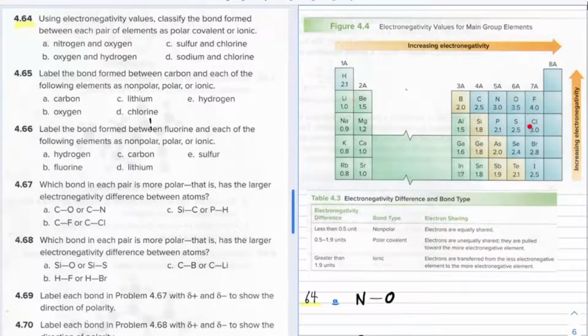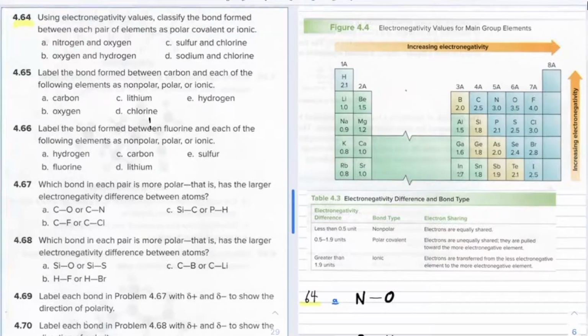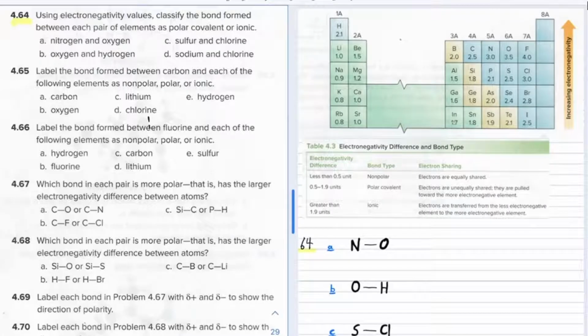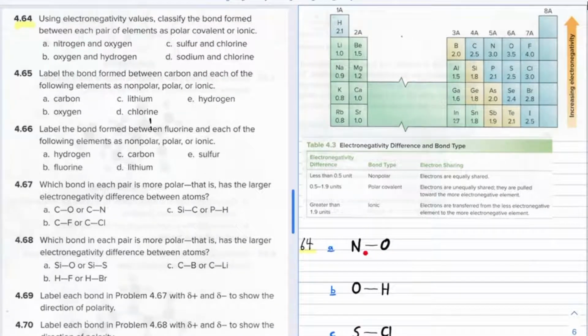Okay, so for each element, here are the electronegativity values. And then using table 4.3, we can classify the bond. So let's first write down the electronegativity values for the elements in here, and I've copied them down below. So nitrogen and oxygen would be A. Find them over here. Nitrogen is 3, oxygen is 3.5.